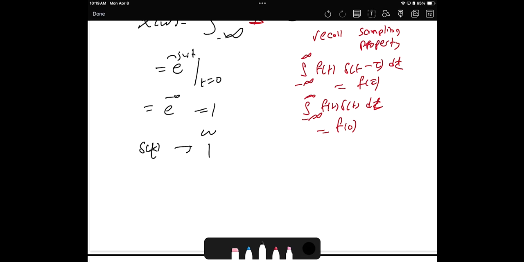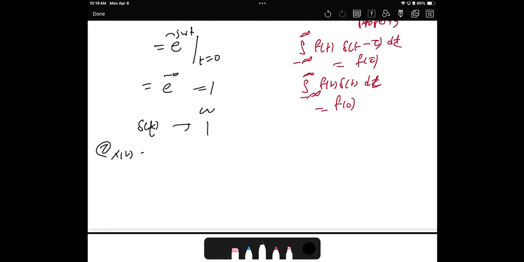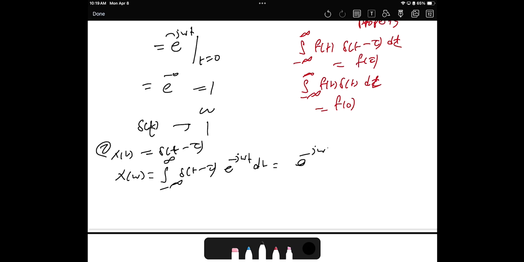Okay, how about number 2, if we have x of t equal to delta of t minus tau? How do we find X of omega? X of omega is the integral from negative infinity to infinity of delta of t minus tau e to the power negative j omega t dt, which, substituting t equal to tau, gives e to the power negative j omega tau, which is the shift property. Okay? That's how we find X of omega from x of tau.